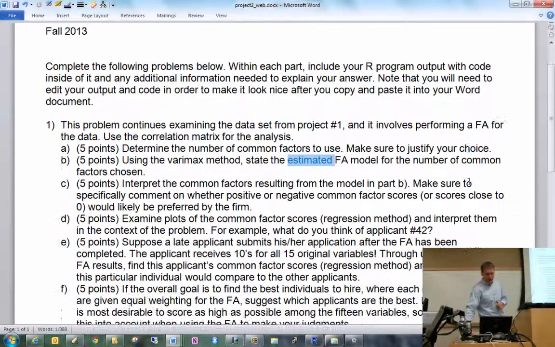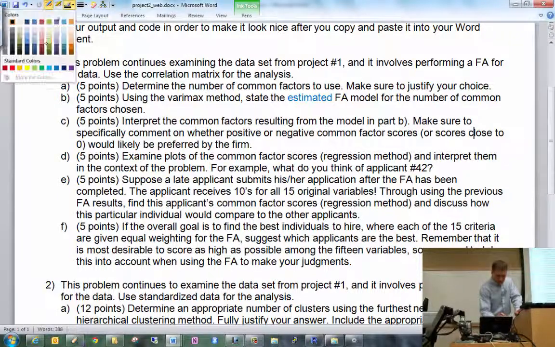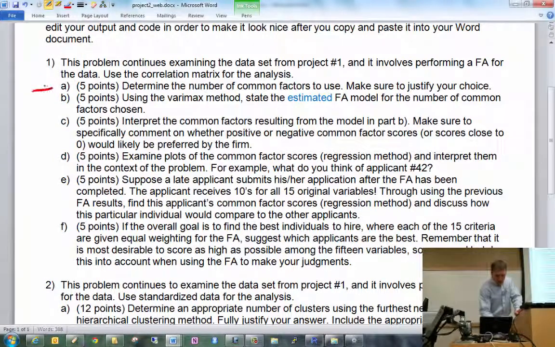Let's just take a look at problem number 1 here. You're going to see a lot of similarities to the first project with respect to what we did with principal component analysis, because this problem uses the same data set as problem number 1. So it's that job applicant data set, and you're going to perform factor analysis on it. So, first, part A, determine the number of common factors used.